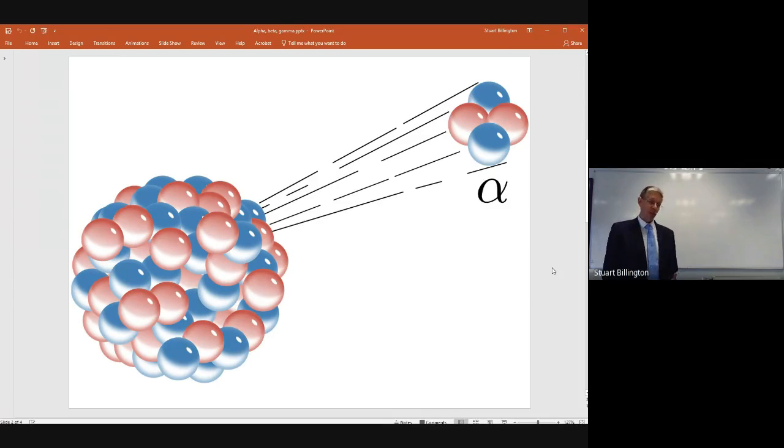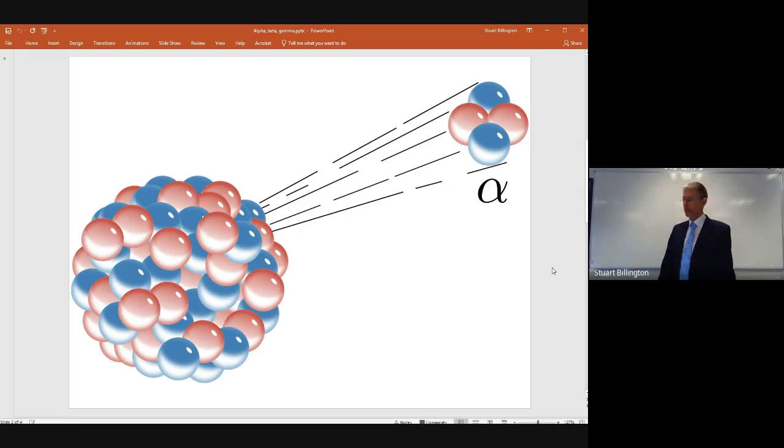But we know that a beta particle is an electron. Why is it going to make it difficult to draw a picture like this with an electron coming out of the nucleus? Don't be shy, just unmute yourself and throw it out there.